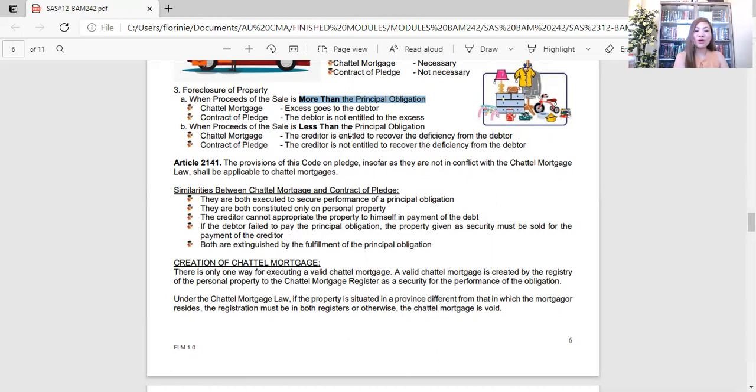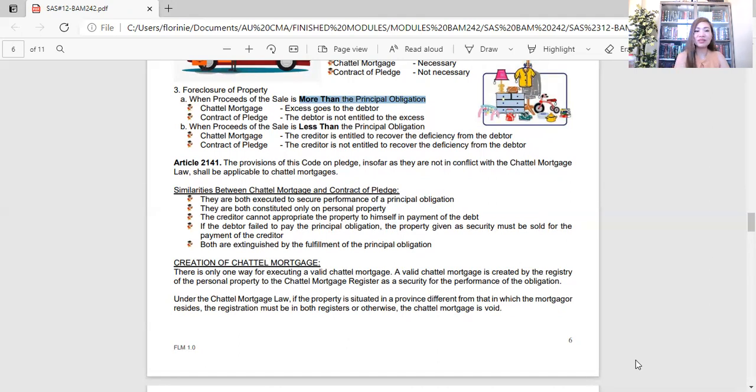Okay. So, Article 2141: The provisions of this Code on pledges, insofar as they are not in conflict with the Chattel Mortgage Law, shall be applicable to chattel mortgages. Okay, so similarities between chattel mortgage and contract of pledge. They are both executed to secure performance of principal obligation. Check, alam na alam niyo yan. They are both constituted only on personal property.